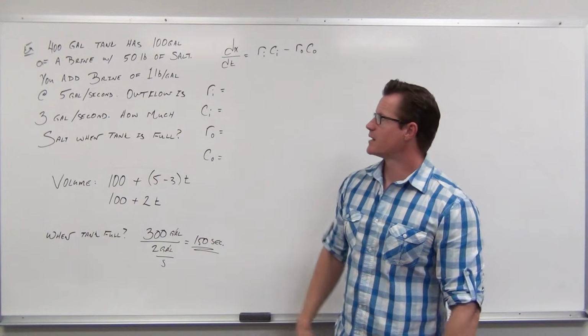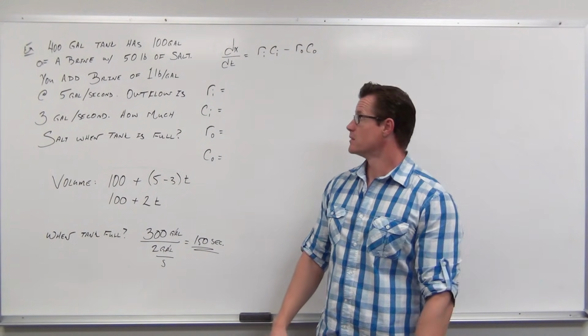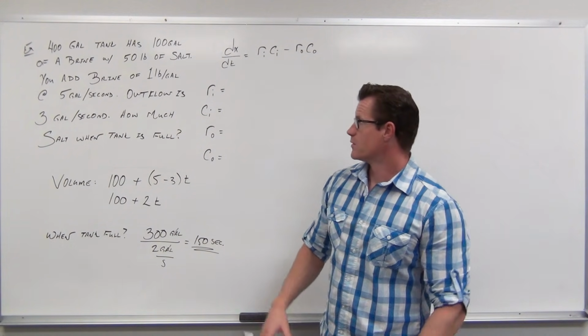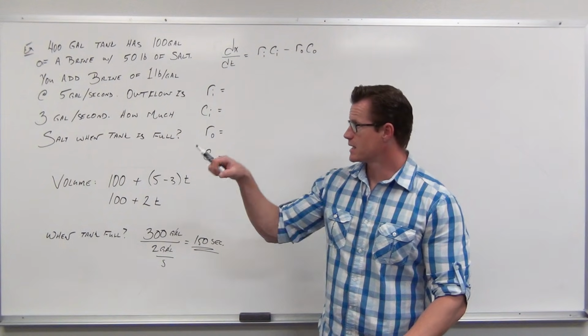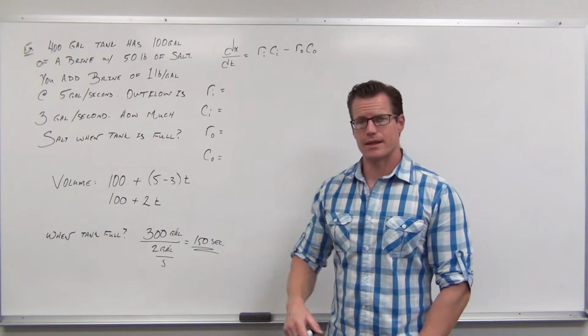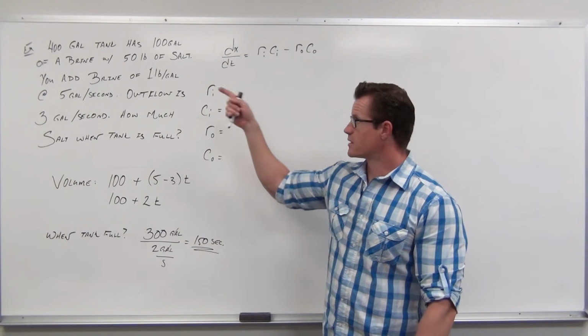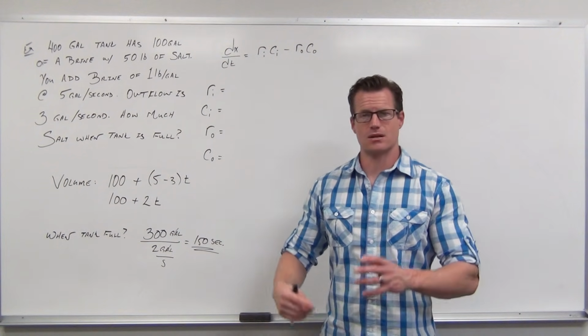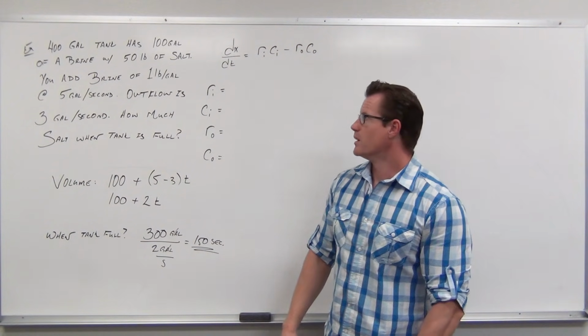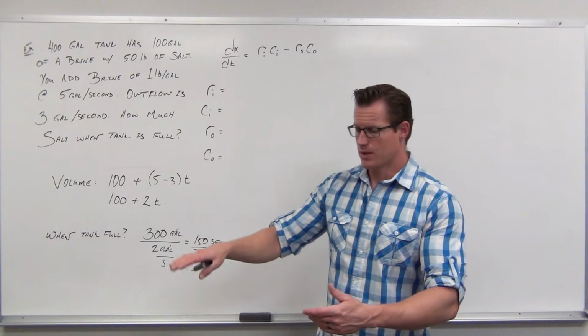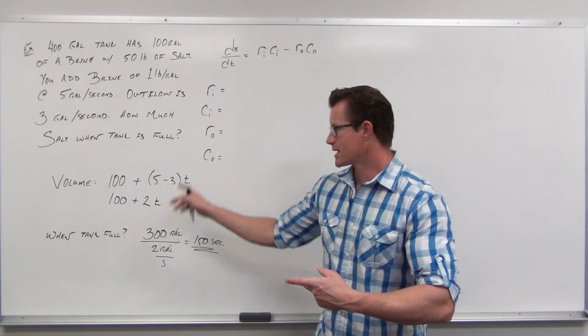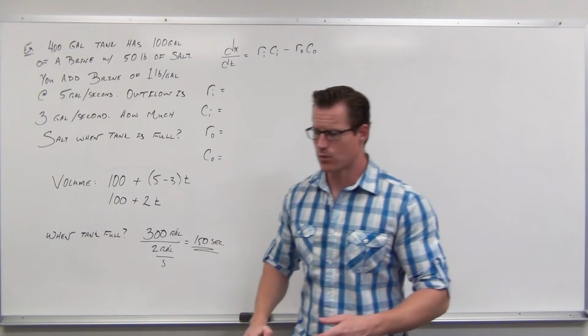So we got this 400-gallon tank. It's 100 gallons full. Great. We have 5 gallons a second in, 3 gallons a second out. That's 2 gallons a second. 300 gallons to make up. We have 2 gallons a second. That's 150 seconds. Volume. The volume is this relationship between we had 100 and we're adding 2 gallons a second. This is the same idea used in 2 different ways.